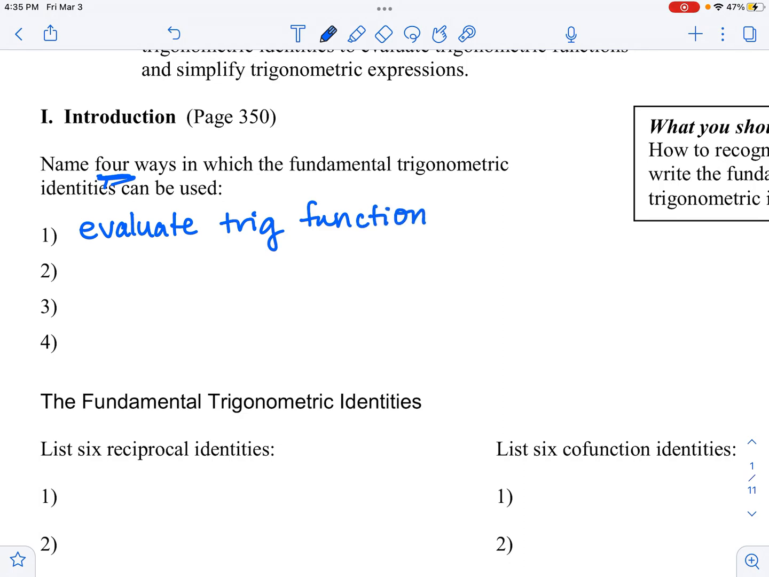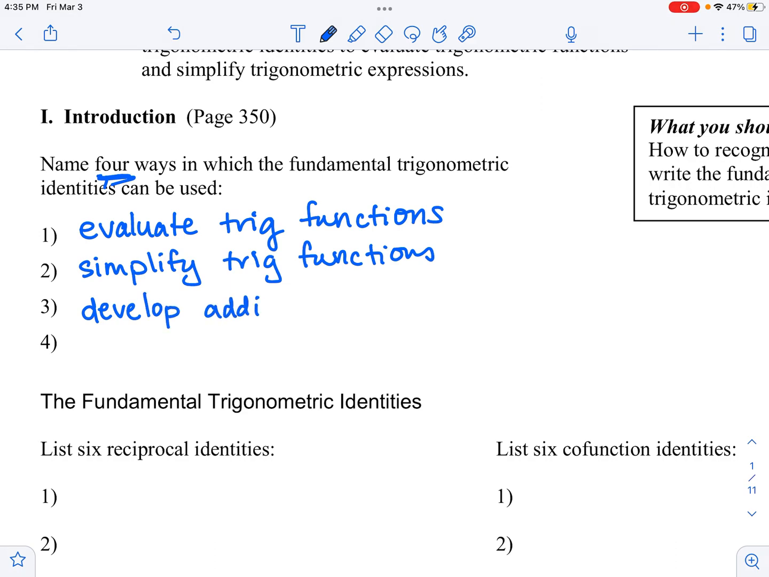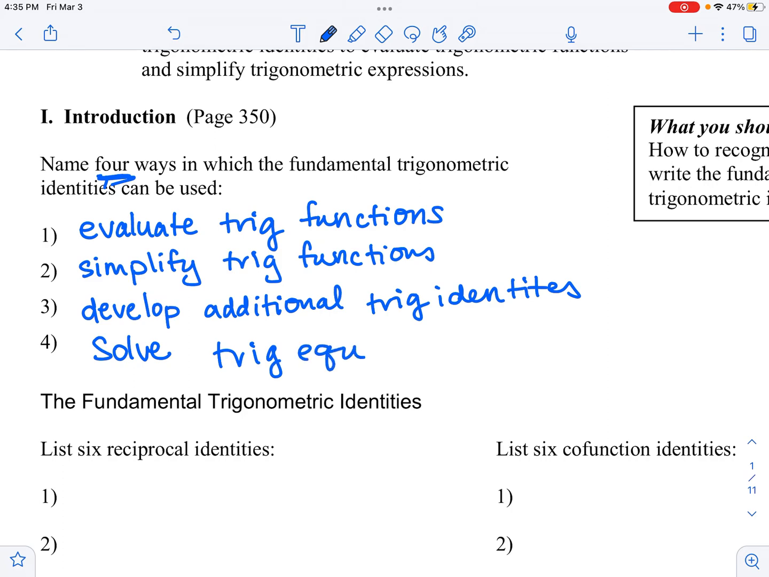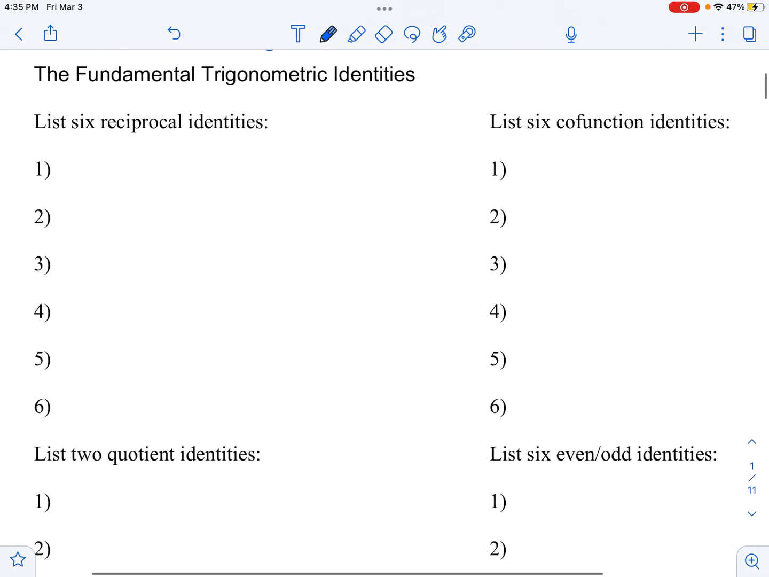When I say trig, that means trigonometric. We can simplify trig functions. We can develop or make new ones. And then we can also solve trig equations. Okay, so we can evaluate, we can simplify, we can develop new ones, and we can solve trig equations. We're going to list the ones that we've already talked about, but we're putting them in a new light.